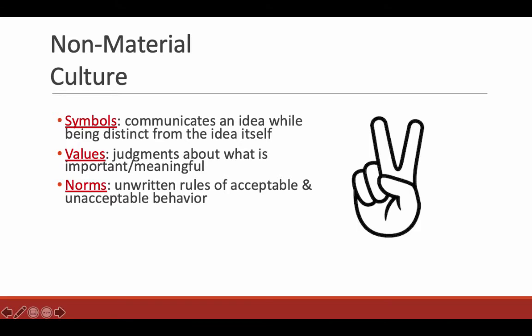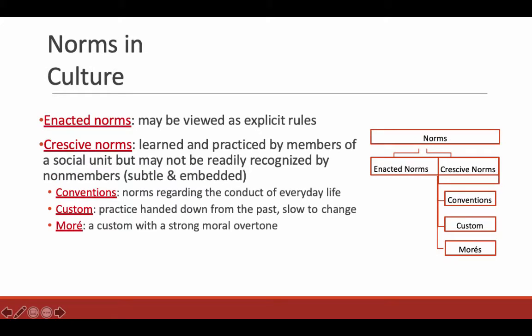Values: what's important, what's meaningful, and we'll talk a lot about that. And norms: unwritten rules of what's acceptable and unacceptable. You do things sometimes that aren't necessarily against the law, but they're not the norm. I took it out, but I had a picture of Lady Gaga's meat dress, just slabs of meat. That's not typical.